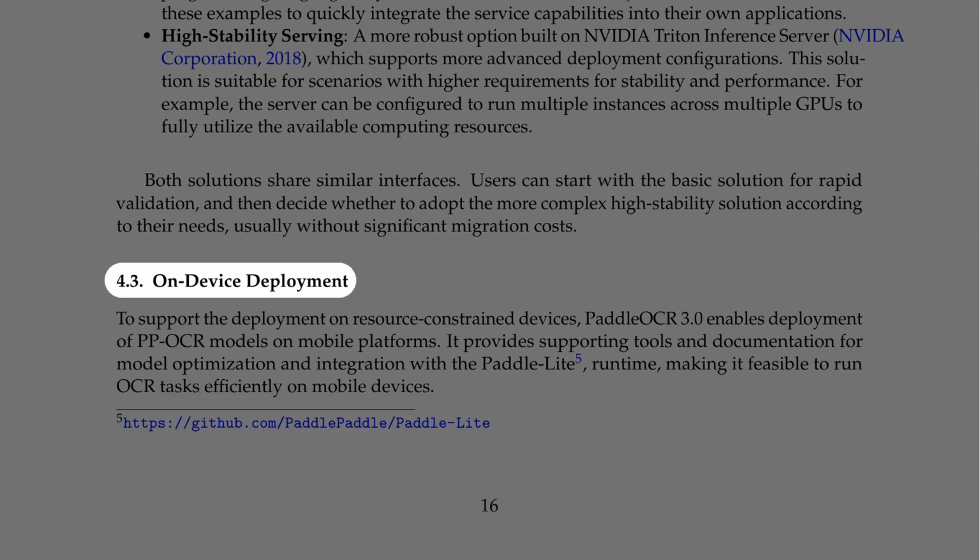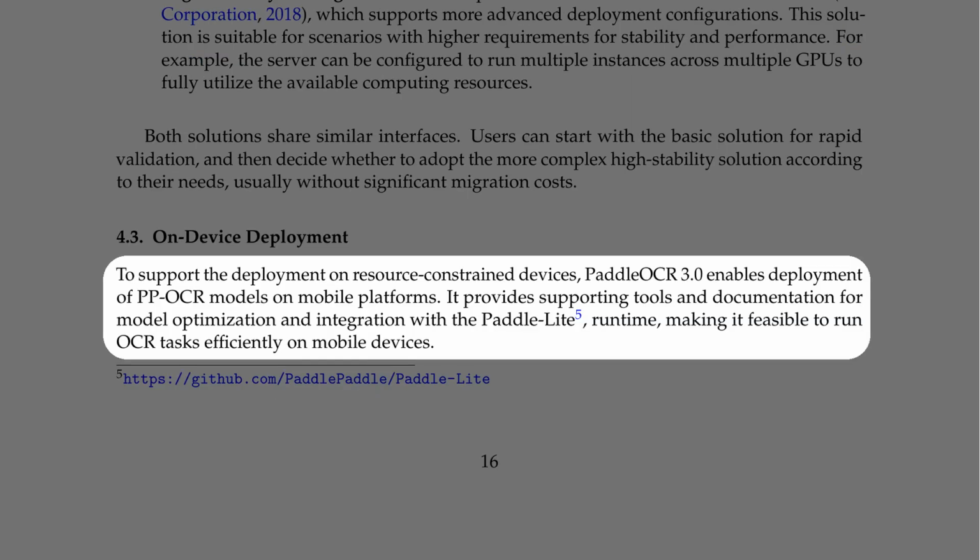4.3. On-device deployment. To support the deployment on resource-constrained devices, PaddleOCR 3.0 enables deployment of PaddleOCR models on mobile platforms. It provides supporting tools and documentation for model optimization and integration with the PaddleLite runtime, making it feasible to run OCR tasks efficiently on mobile devices.